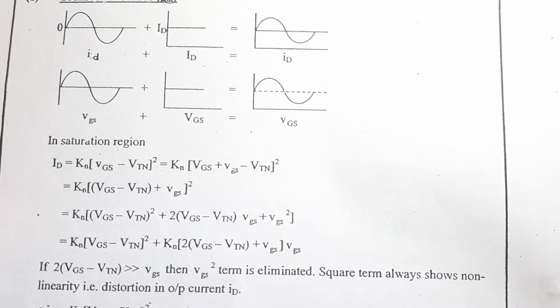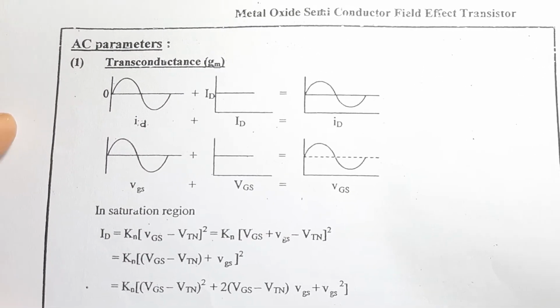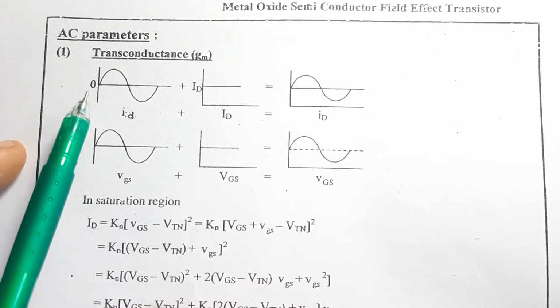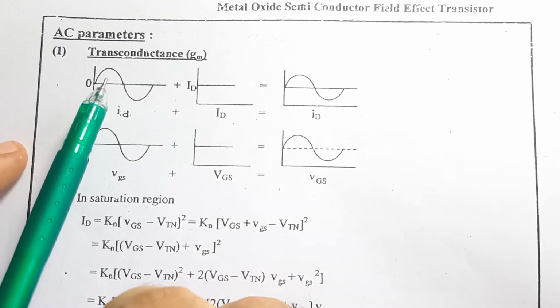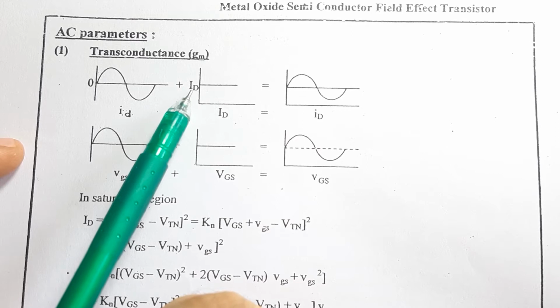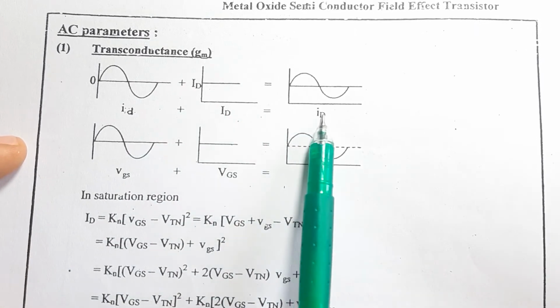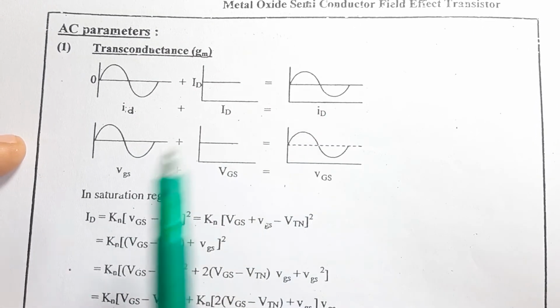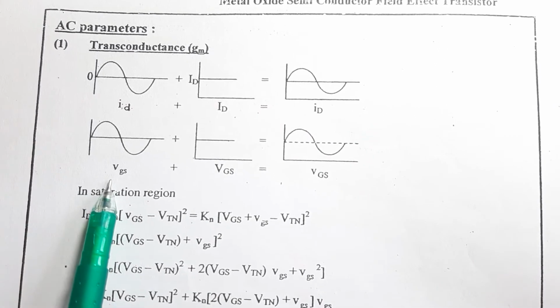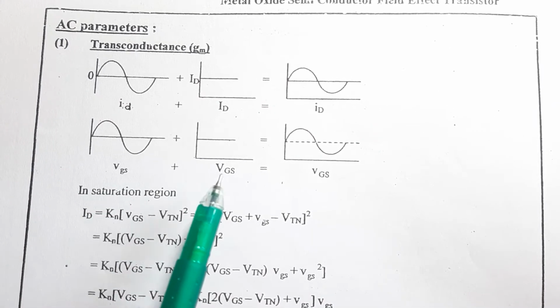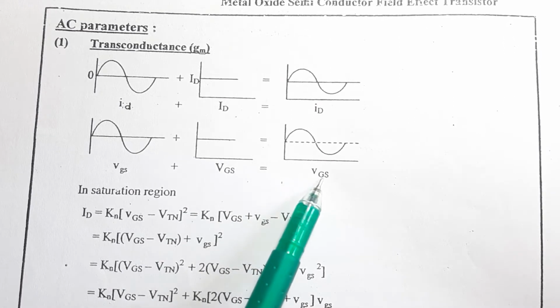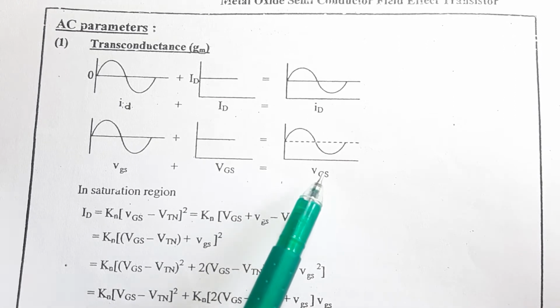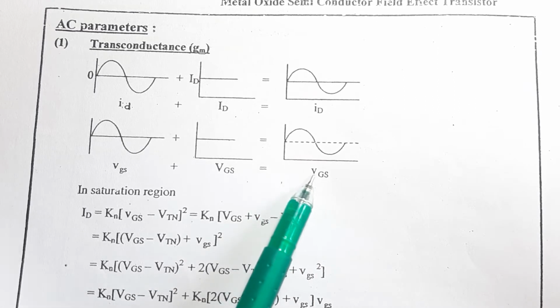Now, the transconductance parameter over here. If you look over here, you have an ID, that is nothing but your AC output current, and this is your DC output current. When you combine both of them, you get AC plus DC as an output over here. Similarly, where you have an AC input voltage and you have a DC input voltage, when you combine both of them, you get VGS, that is nothing but your AC plus DC input voltage over here.